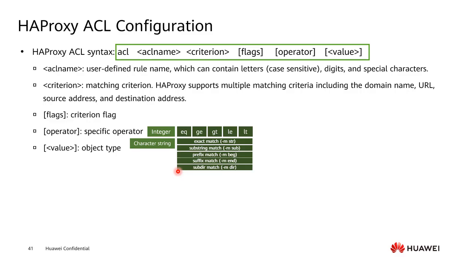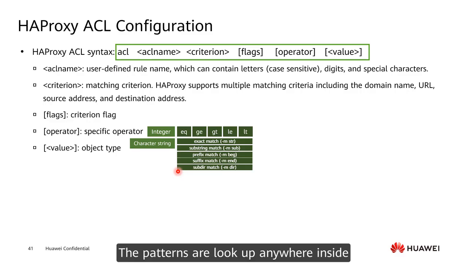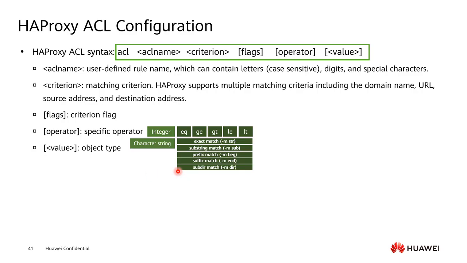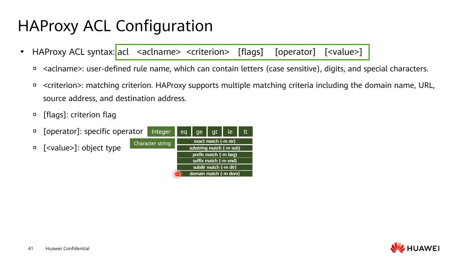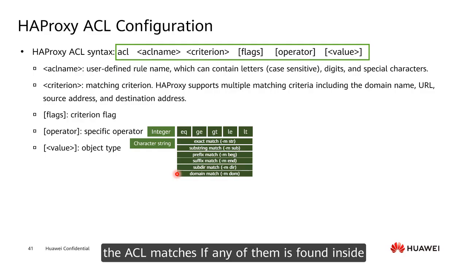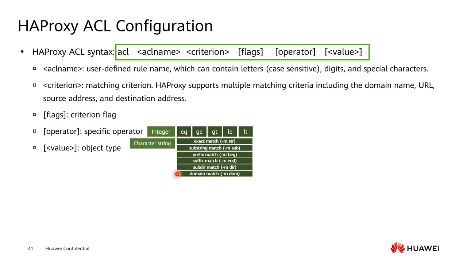Subdirectory match. The patterns are looked up anywhere inside the extracted string delimited with a slash. The ACL matches if any of them is found inside. And domain match. The patterns are looked up anywhere inside the extracted string delimited with a dot. The ACL matches if any of them is found inside.